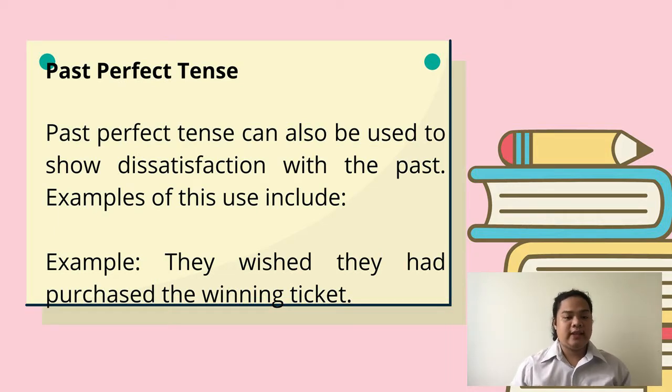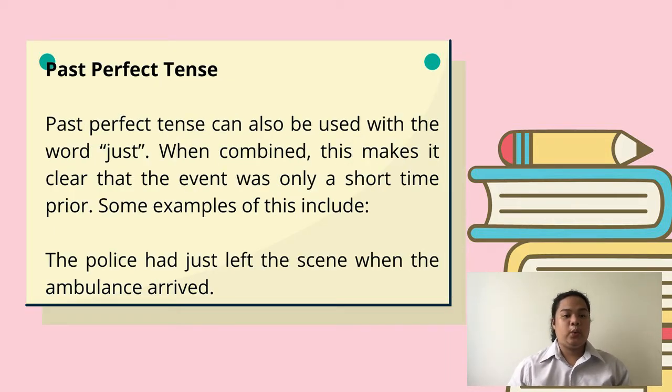So past perfect tense can also be used with the word just. When combined, this makes it clear that the event was only a short time prior. Some examples of these include: the police had just left the scene when the ambulance arrived. As you can see in the example given, we can see the word just, and clearly this means that the event was only a short time prior.